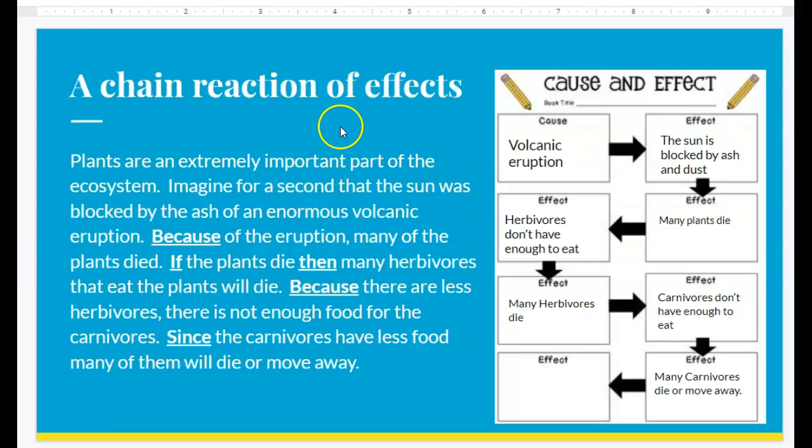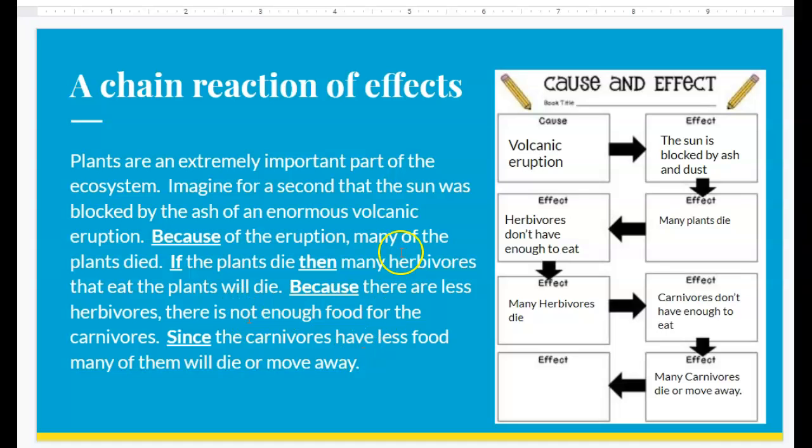Another way is to think about a chain reaction of effects, right? We have a cause, and that creates an effect, which has another effect, which has another effect, and so on. One cause creates all these different effects, all right? And each effect in turn becomes the cause, right? So let's look at this example.